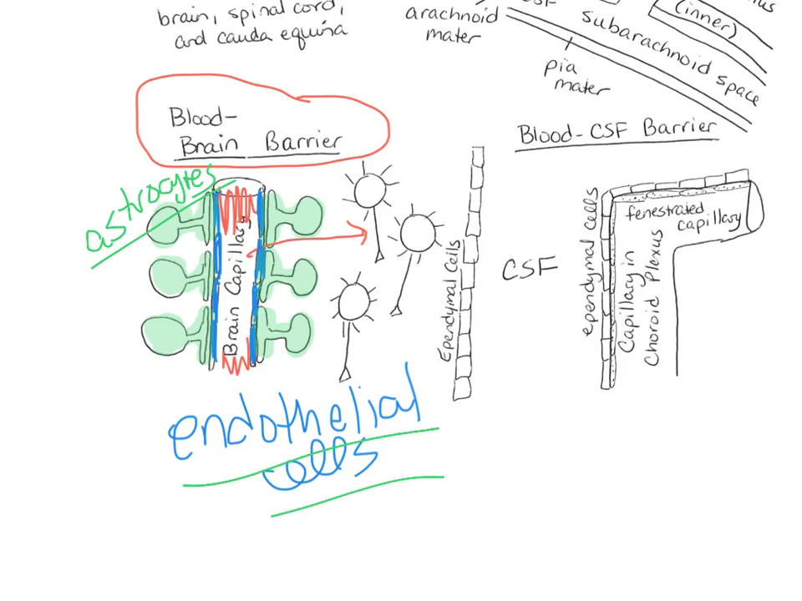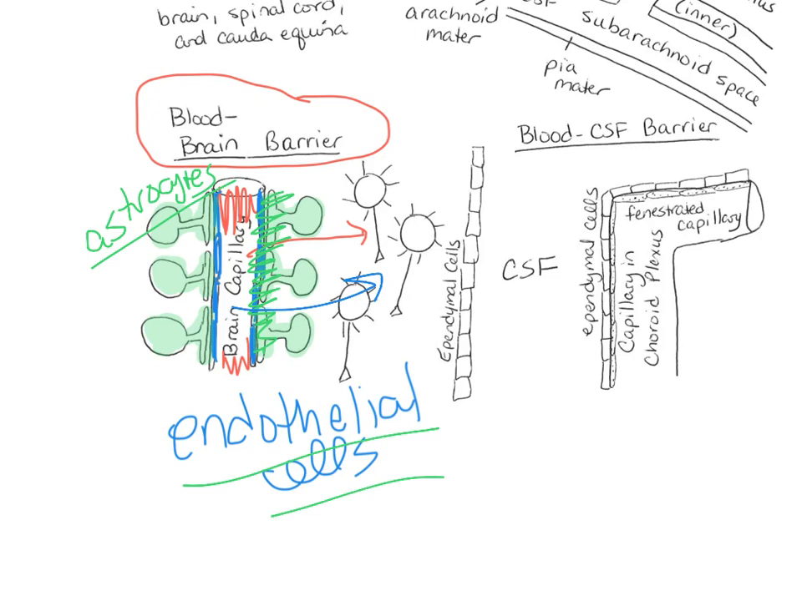A lot of times what has to happen in the brain in order for you to get medication from the blood into the brain, you have to wait until whatever disorder or disease, like meningitis, right, infection, breaks down that blood-brain barrier enough so that you can actually get medications across to heal and to kill off any of those bacteria, okay?